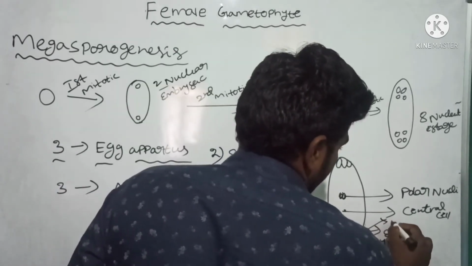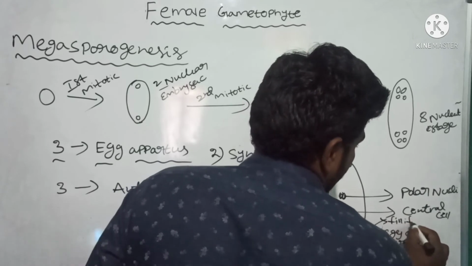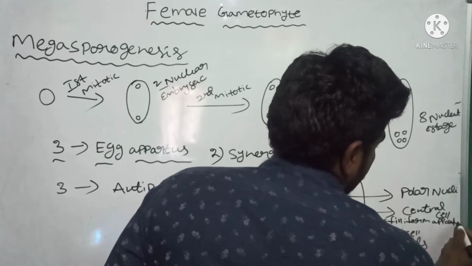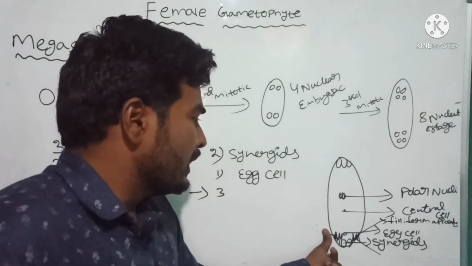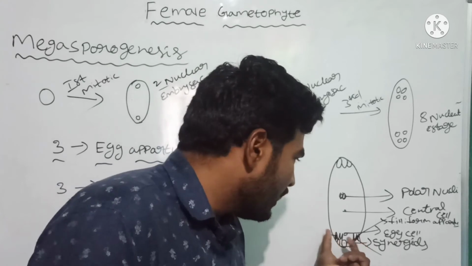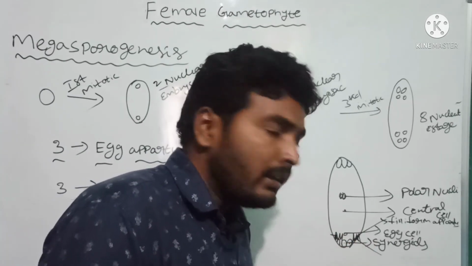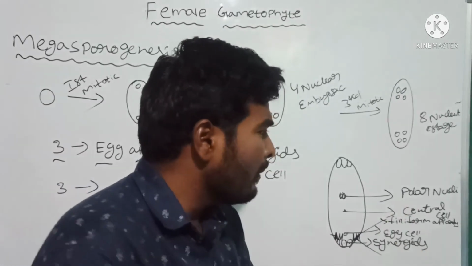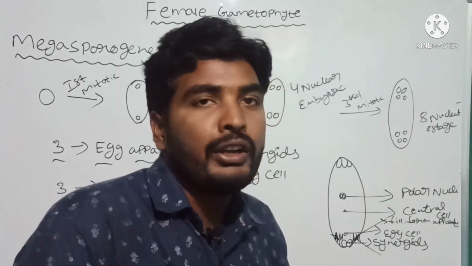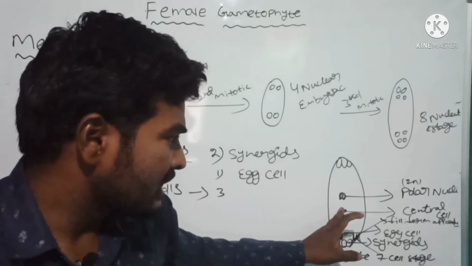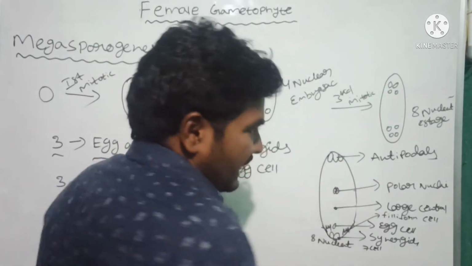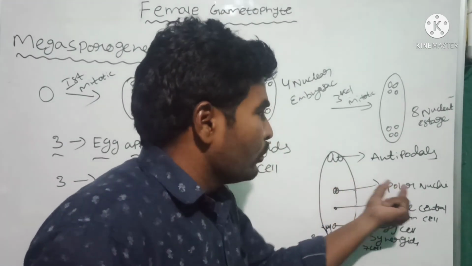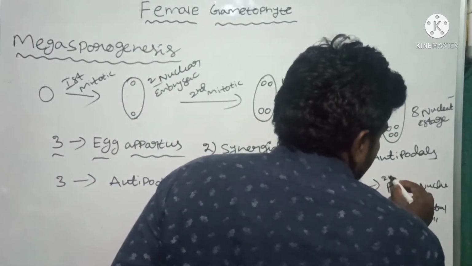So this is the filiform apparatus. The cellular thickening in the synergids at the micropylar end is the filiform apparatus. What is its function? It guides the pollen tube into the synergid. The two polar nuclei move to the center to form one large central cell, which has the polar nuclei in a 2n condition.